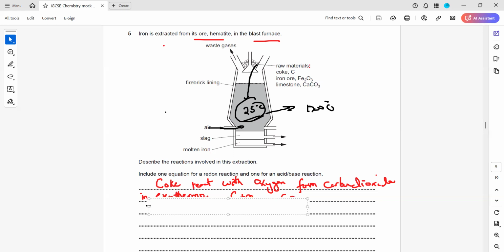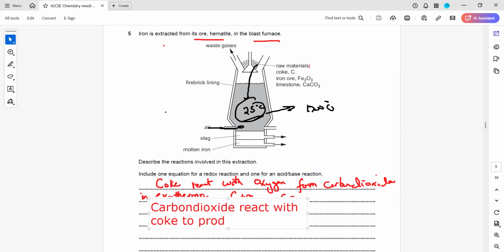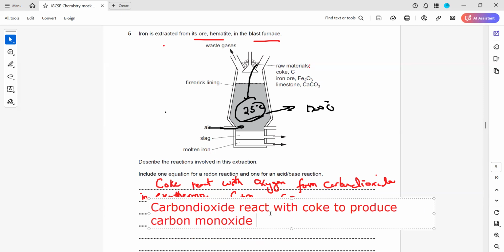So then what will happen? The carbon dioxide reacts with coke to produce carbon monoxide. Why not another thing or anything between? No, only coke, because it contains carbon. So carbon dioxide reacts with the coke to produce carbon monoxide, which is a reducing agent.